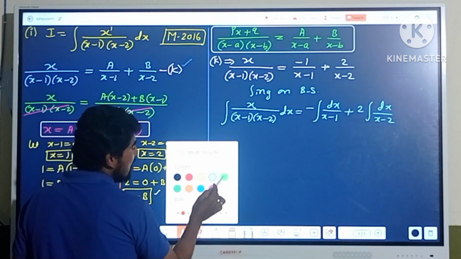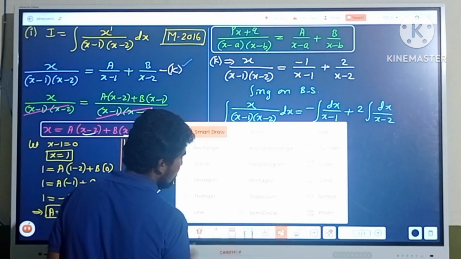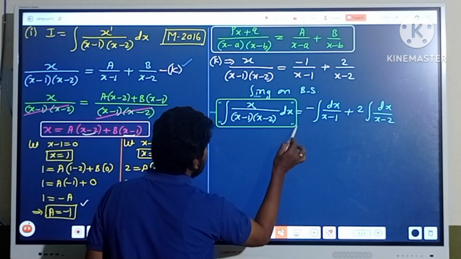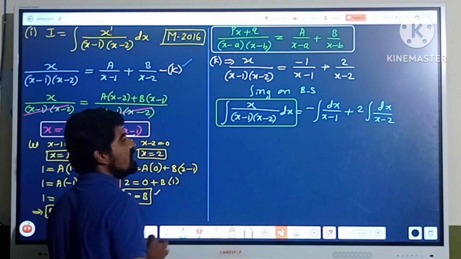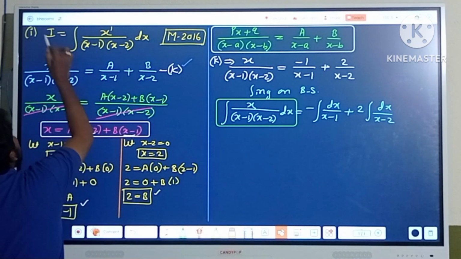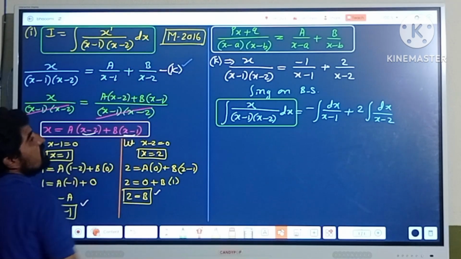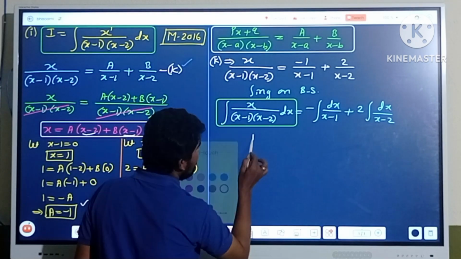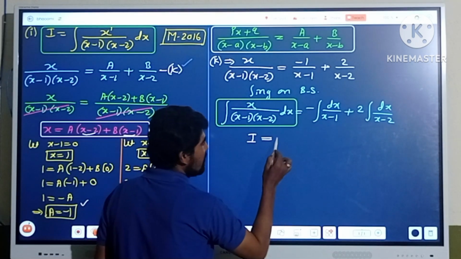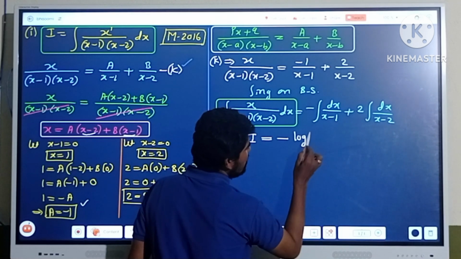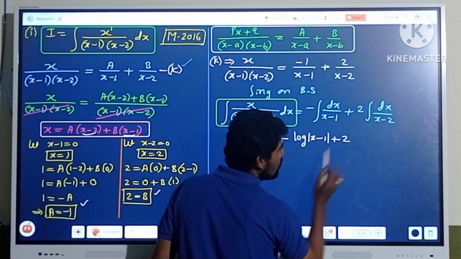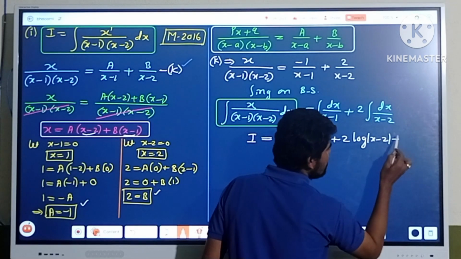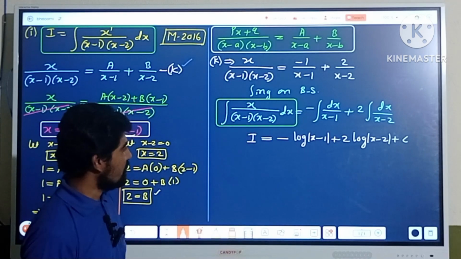Now observe the integral which is on the left side. That is integration of x divided by x minus 1 into x minus 2 dx. Is it your I? Therefore this LHS can be replaced by I. So I equals minus of integration of dx by x minus 1, which is log x minus 1, plus 2 into integration of dx by x minus 2, which is log x minus 2, plus integral constant c. I hope all of you are understanding.